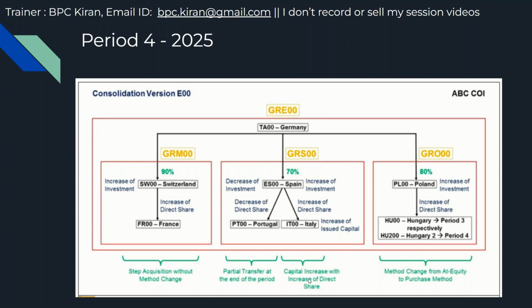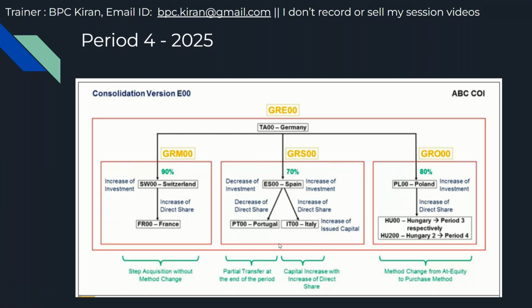And capital increase with increase of direct share. So Italy increased their share capital from 300 euros to 325 euros, for example. Because of that change of 25 euros, the Spain investment in Italy, the direct share, is also changed. So capital increase plus step acquisition, how the system can handle that, that's what we are going to understand here in Southern Europe.